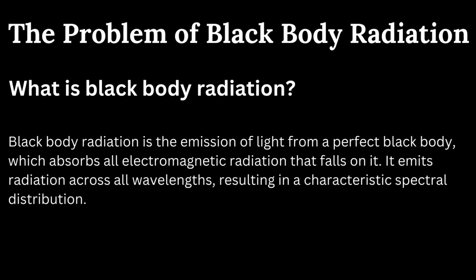The problem of black body radiation. What is black body radiation? Black body radiation is the emission of light from a perfect black body, which absorbs all electromagnetic radiation that falls on it. It emits radiation across all wavelengths, resulting in a characteristic spectral distribution.